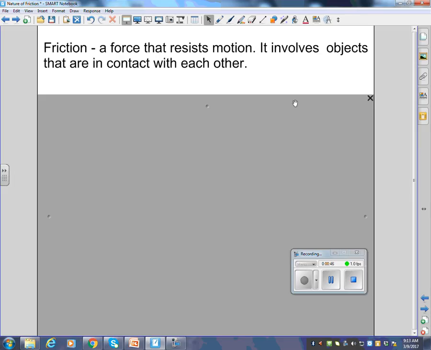Friction is a force that resists motion, and it involves objects that are in contact with each other. There must be contact. Air resistance is a type of friction. Water resistance is a type of friction because the air molecules or the water molecules are in contact with the object. And I wouldn't bother writing it down.